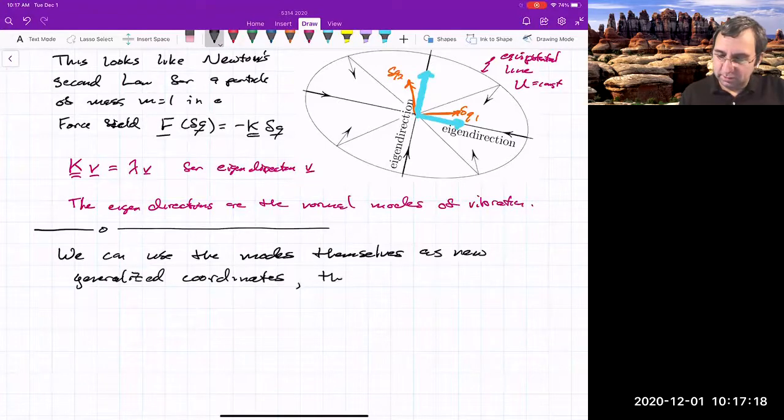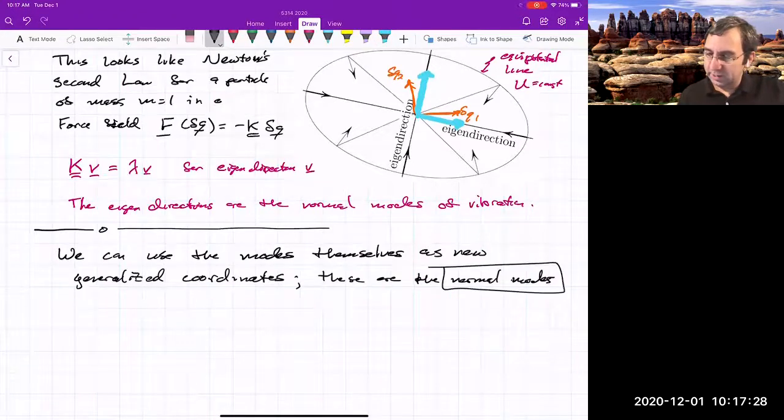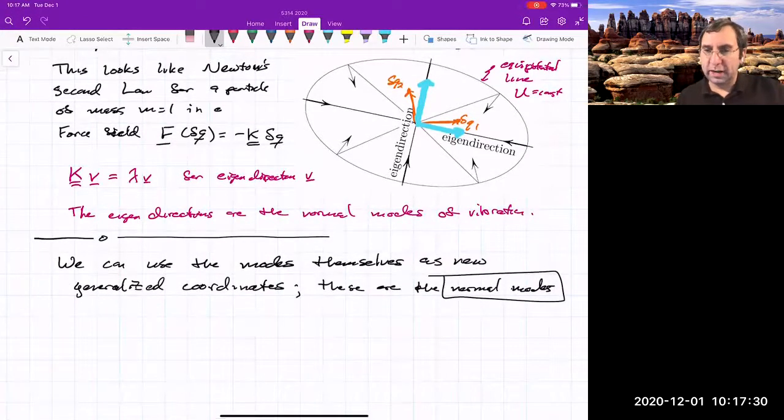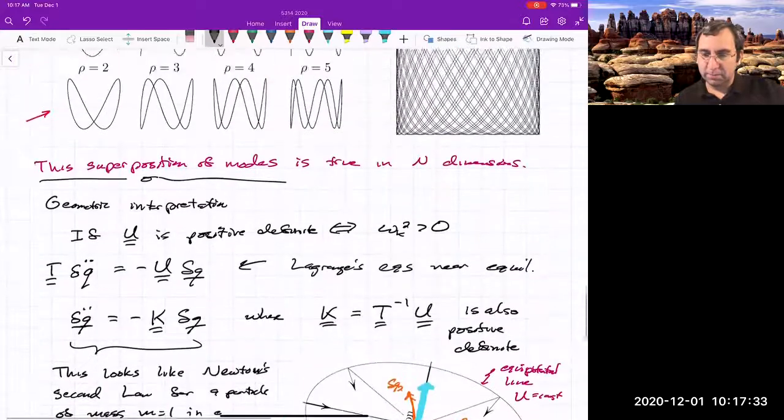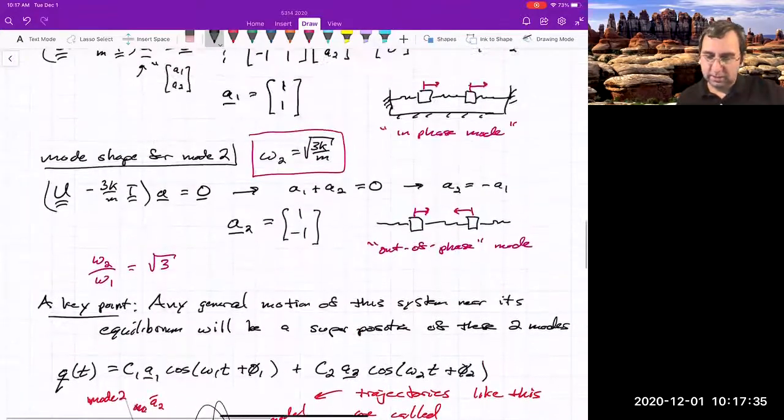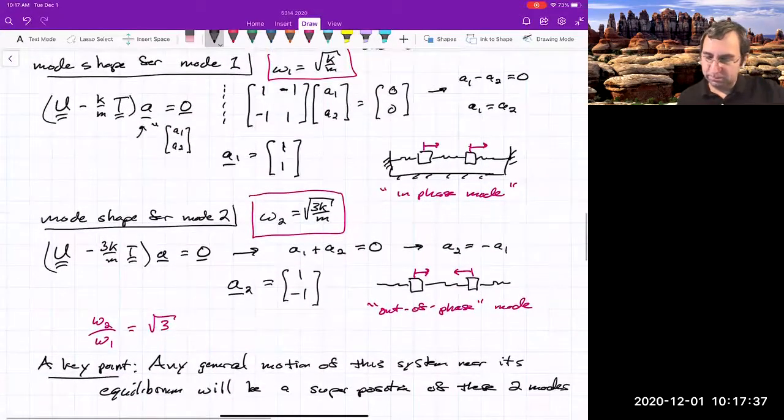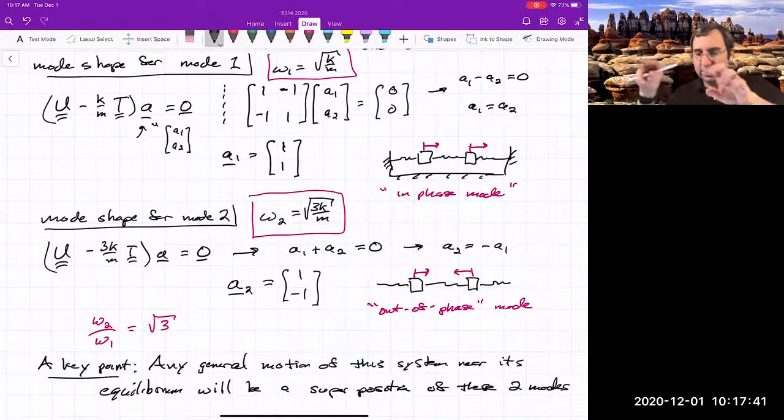And so these are the normal modes that we're talking about. So normal modes. Let's go back to the spring system up here. Notice what the modes were. We had the in phase and an out of phase.